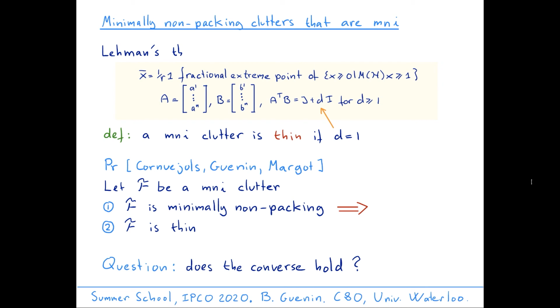And in fact, the question of whether the converse holds is open, and it would be very nice if the converse holds, because it would tell you that you have a way of distinguishing between MNI clutters that are minimally non-packing and not minimally non-packing. Namely, the only thing you have to do is check whether they're thin or not. Right? And since it's unlikely that we can describe all the MNI clutters, this is sort of a partial characterization of which ones are going to be minimally non-packing and which ones are not.